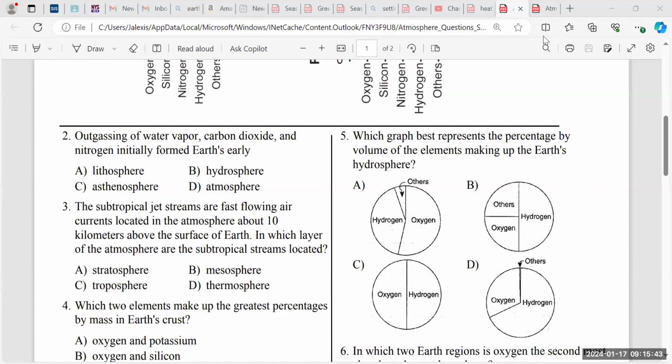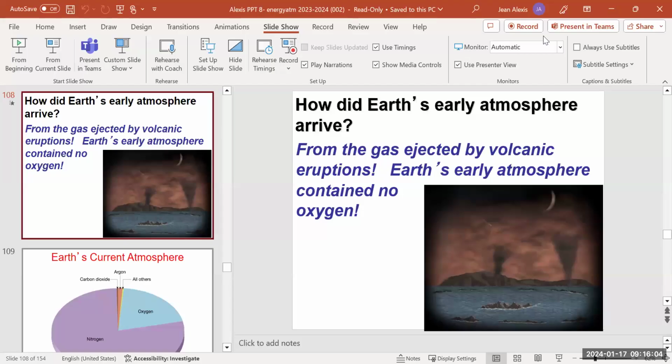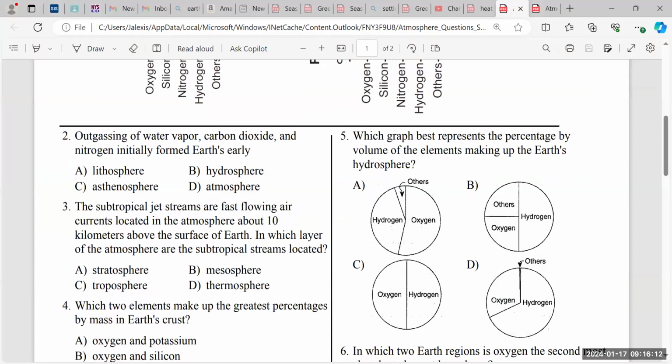All right, number 2. Number 2 says outgassing of water vapor, carbon dioxide, and nitrogen initially, keyword initially, formed in Earth's early blank, right? So all of these gases, and we don't see oxygen, because in our notes we stated right here that Earth's early atmosphere contained no oxygen. So those other gases that were released from volcanic eruptions help to form Earth's early atmosphere. Choice D.